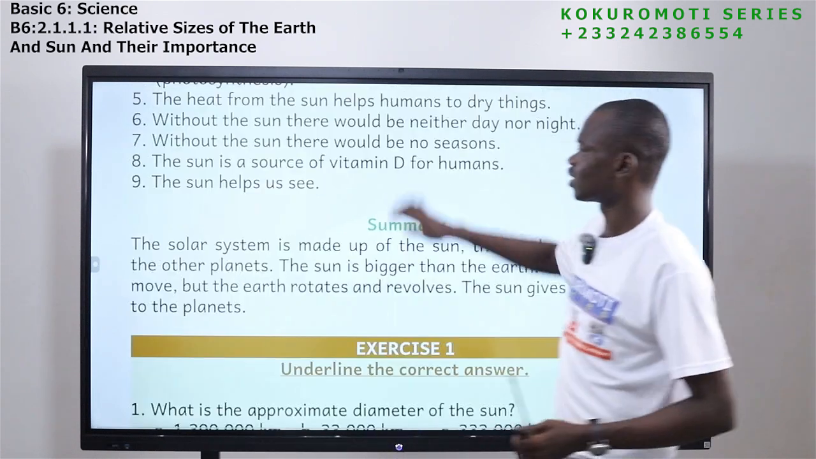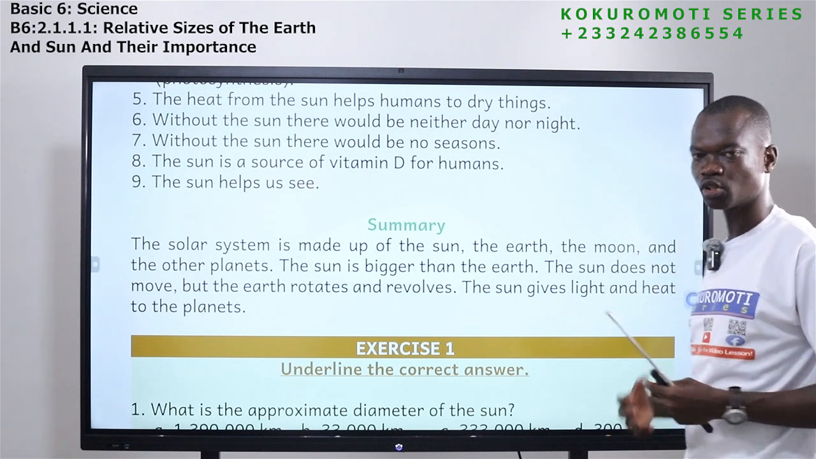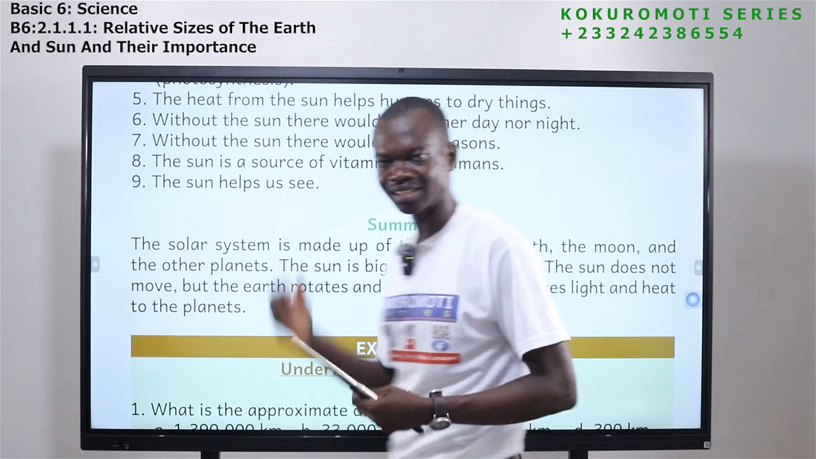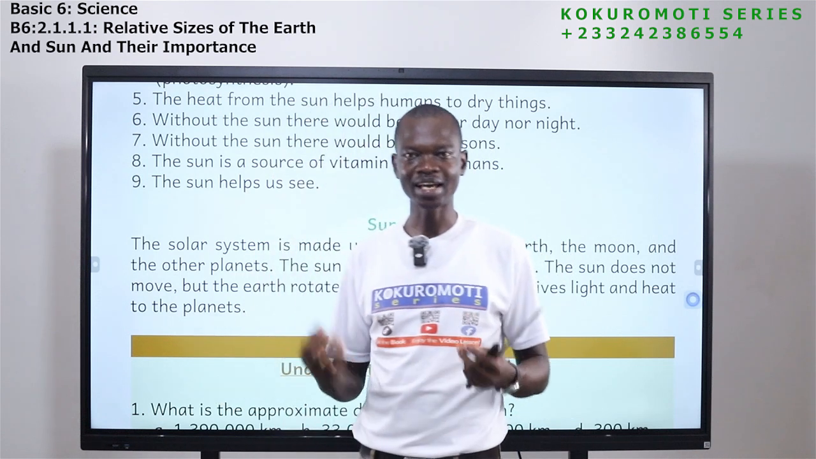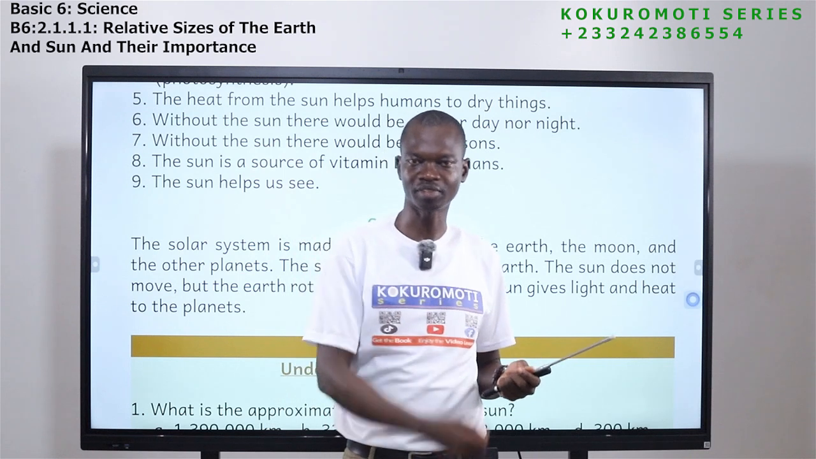The last one is that the sun helps us see. We are able to see because of what? The sun. In the night, the sun is not there. You don't see the sun. So sometimes in the night, you need a different source of what? Light. A different form of light.